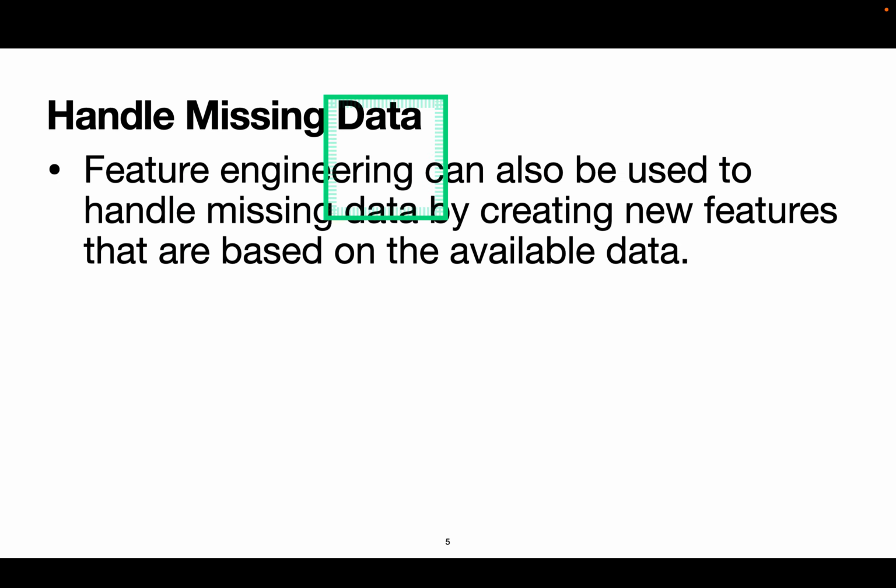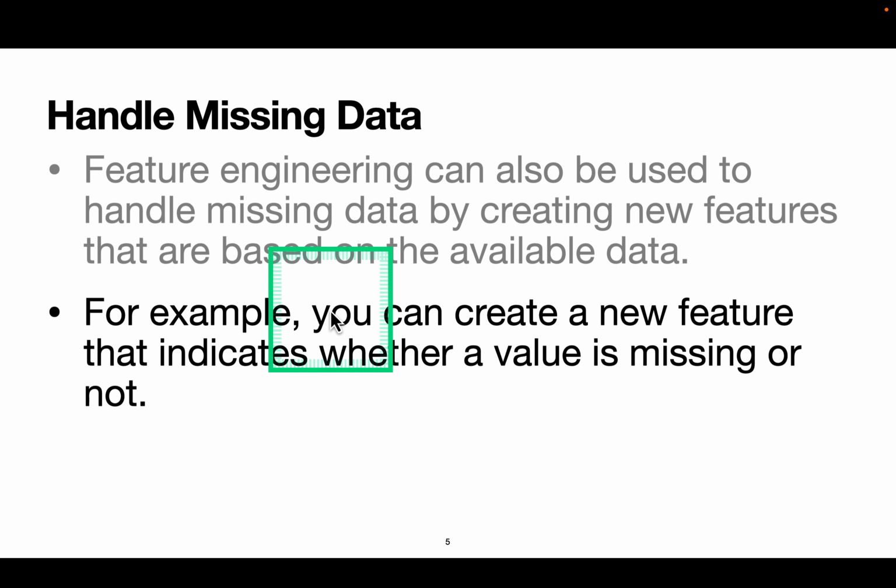Next is handle missing data. Feature engineering can also be used to handle missing data by creating new features that are based on the available data. For example, you can create a new feature that indicates whether a value is missing or not.